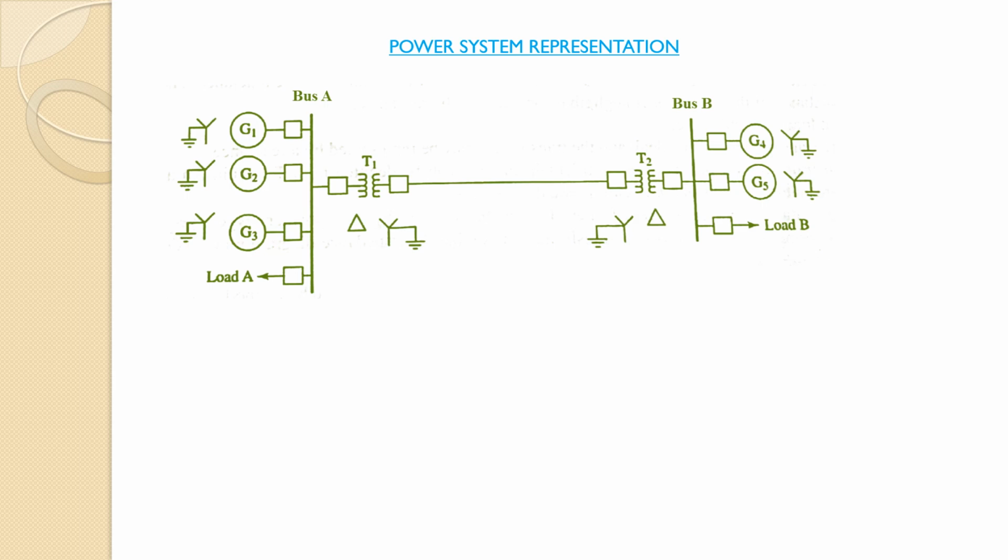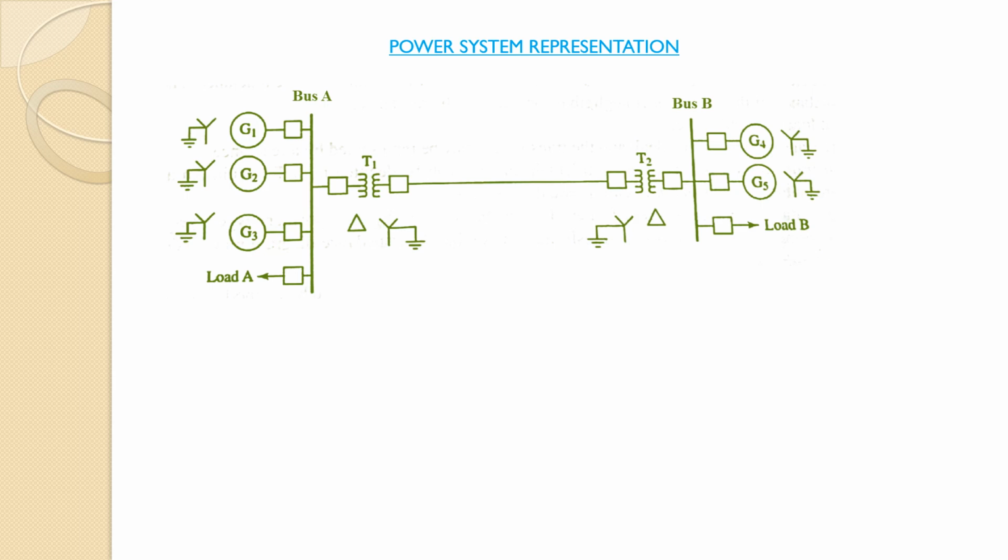The interconnection of the different components of the power system can be represented by a one-line diagram as shown in the figure. This figure shows the symbols used to represent the typical components of the power system. This is a one-line diagram of a power system consisting of two generating stations connected at bus A and bus B, and both are connected through a transmission line. The advantage of one-line representation is its simplicity. One phase represents all the three phases of a balanced system.